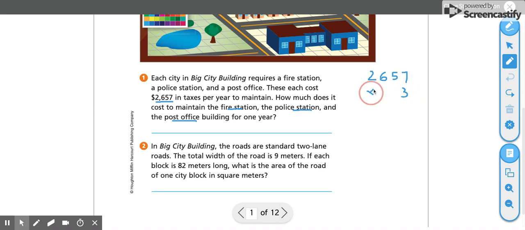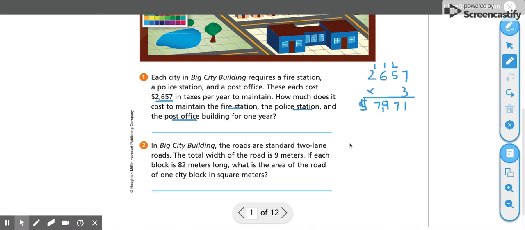So go ahead and multiply those. I'm going to think to myself, 7 times 3 is 21. Carry the 2. 5 times 3 is 15, 16, 17, so 7, carry the 1. 6 times 3 is 18, plus 1 is 19, carry the 1. And 3 times 2 is 6, plus 1 is 7. So it's going to cost $7,971 to maintain just the property taxes on those 3 buildings.